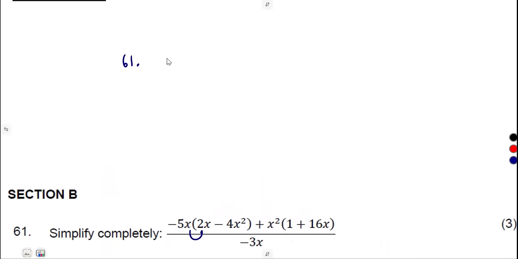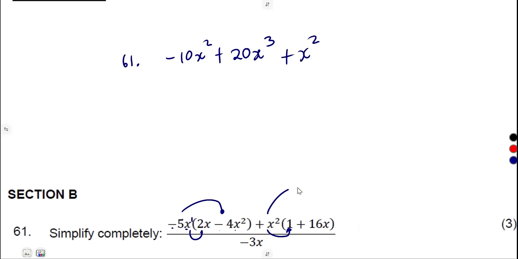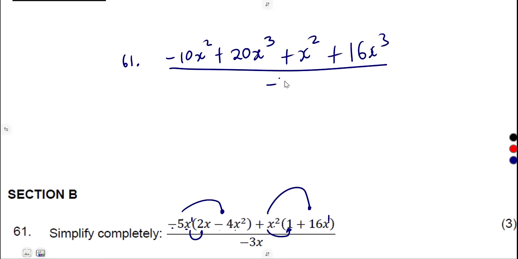X and x is going to be x squared, so it's minus 5 times 2, which is minus 10x squared. Minus 5 and minus 4, minus and minus, that's a positive, so it was going to be 20. X and x squared you add, so 1 plus 2, that's to the exponent of 3. Okay, this is x squared times 1, which is x squared. X squared and 16x is going to be 1 here plus, which is 3. So it's going to be 16x to the exponent of 3. Everything over the denominator, negative 3x.